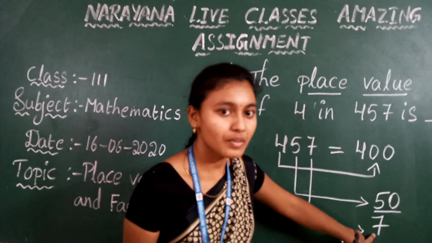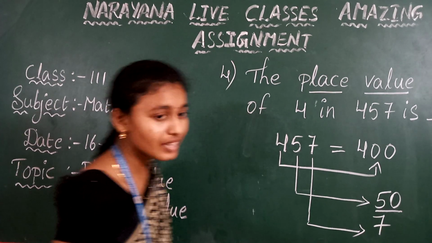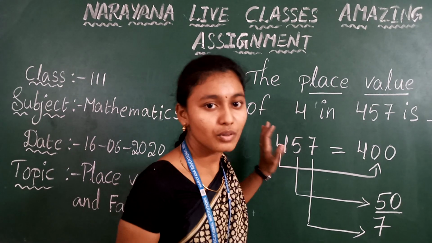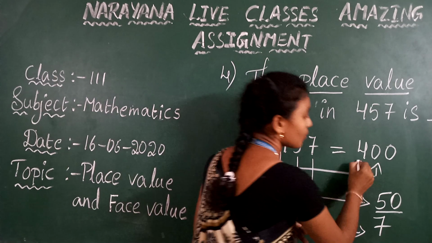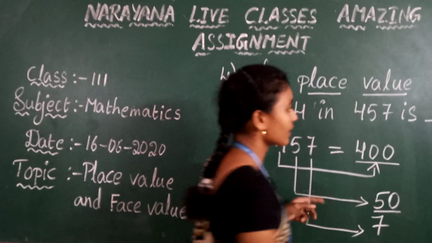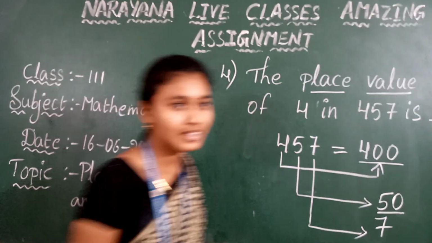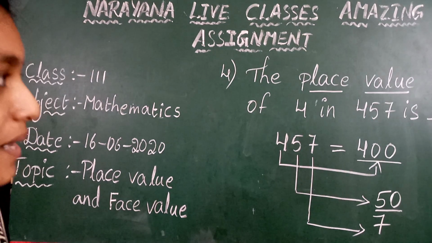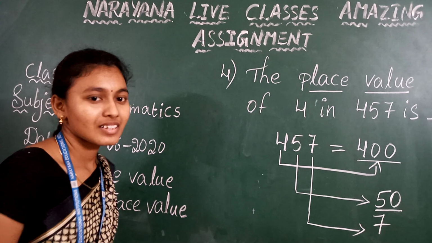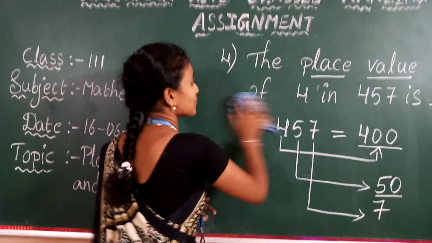place value of 7. So here we have to find out the place value of only 4. So what is the place value of 4? 400 only. So the answer is 400. Okay, do you understand? Okay. Now I am going to rub the board.